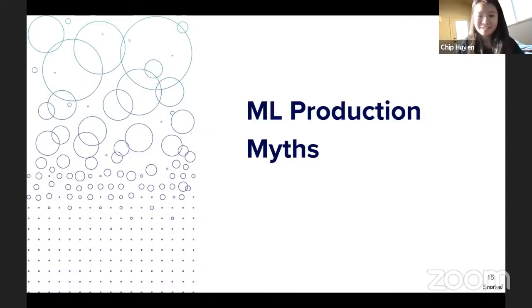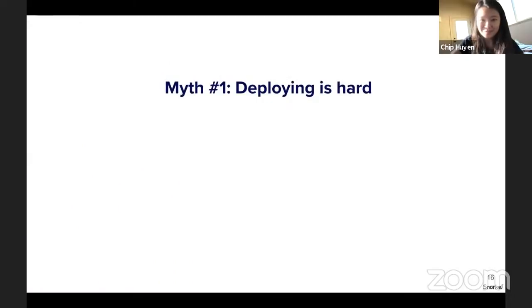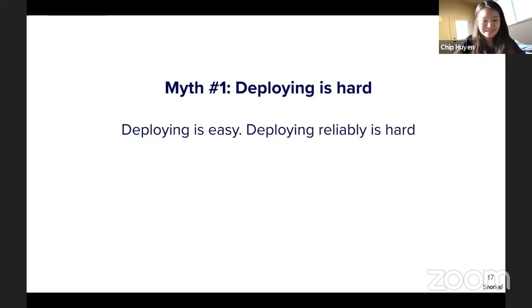Okay, the next part is some of the machine learning production myths that I think are pretty common. The first myth is that people say deploying is hard. Some people scare students, like, oh my God, you've only taken Andrew Ng's machine learning course and you can never deploy a model. But deploying a model is actually pretty easy. There have been so many frameworks that allow you to do that. You can create something very simple with a model, train, predict.